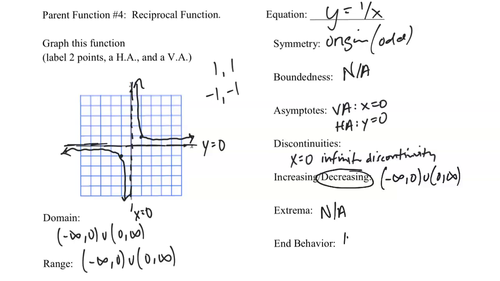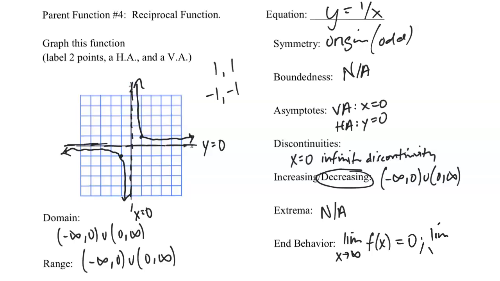And then finally, end behavior. Let's take a look at that. The limit as x approaches infinity, that would be the right side of this graph. And so as we approach infinity on the right side, notice that the graph is approaching this horizontal asymptote of y equals 0, which means that that limit is going to equal 0.